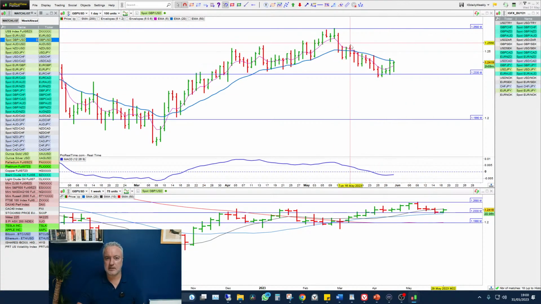So yeah, interesting. These would be technically setups. We've got the 10 below the 20 and we should continue down. I'm not feeling it, but I'm going to mark it here to be followed up.